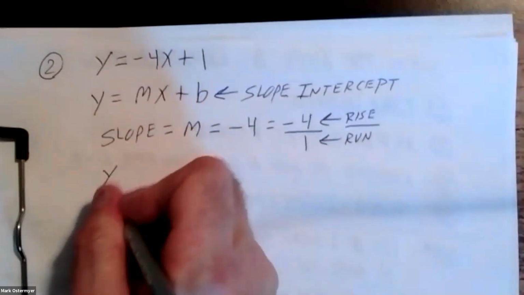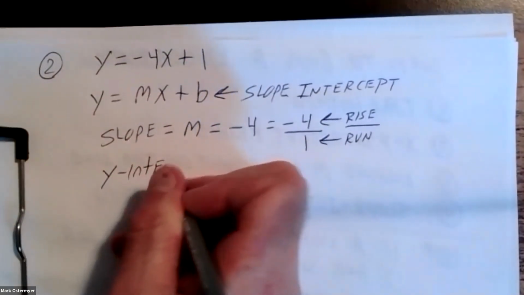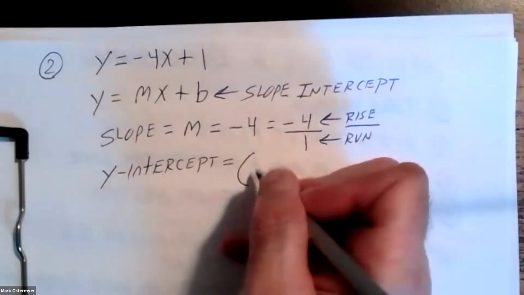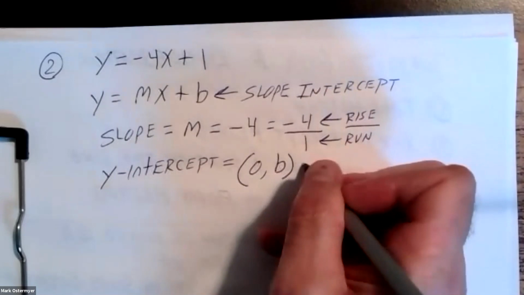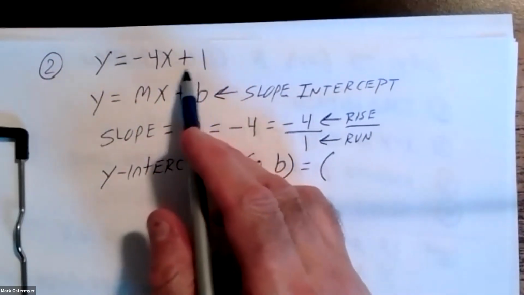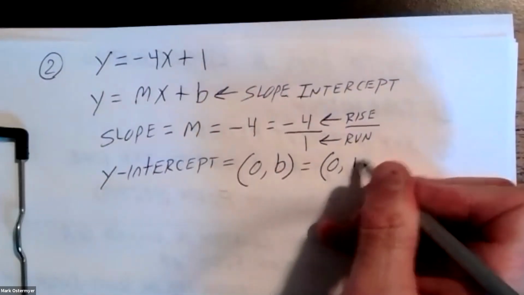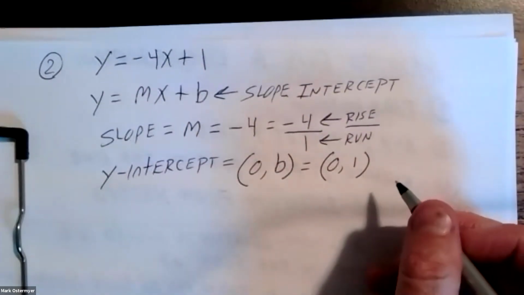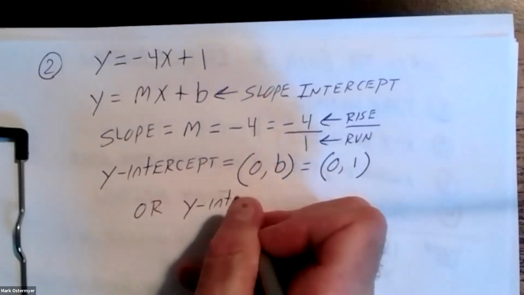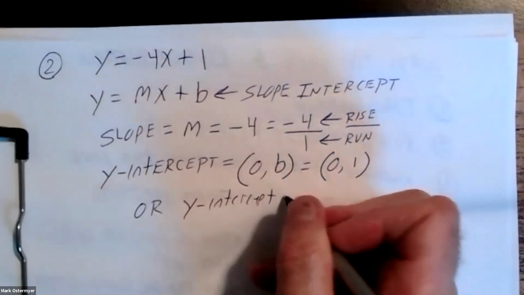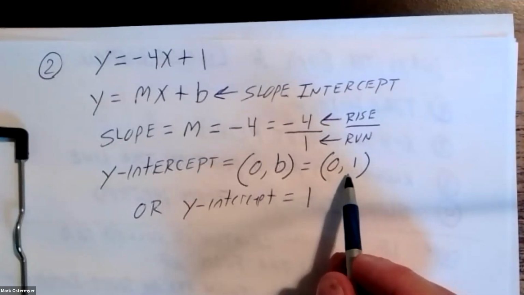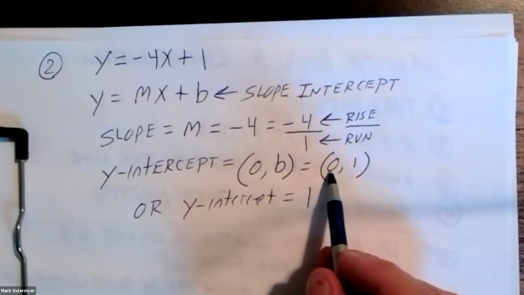What's the y-intercept? We should be able to read off the y-intercept too. The y-intercept is the ordered pair (0, b). What's my number b here, ladies and gentlemen? 1. So the y-intercept is (0, 1). Or sometimes they just say the y-intercept is equal to 1, but it's understood it's the ordered pair (0, 1), because remember, a y-intercept always has an x-coordinate of 0, always.